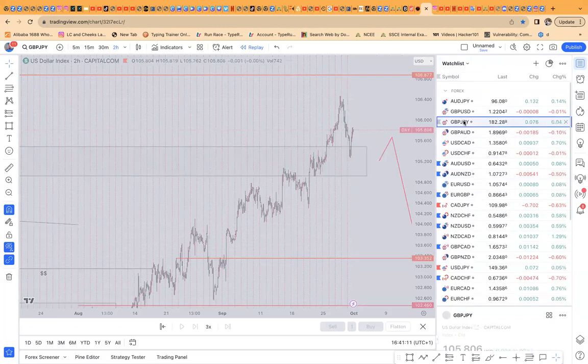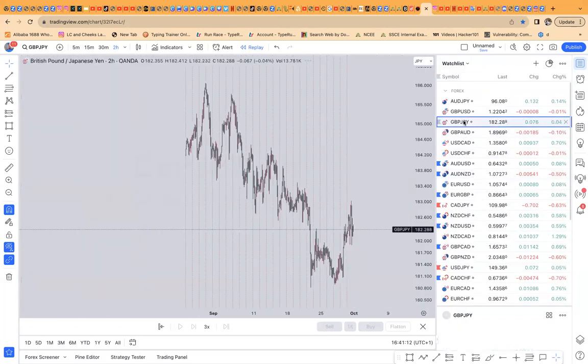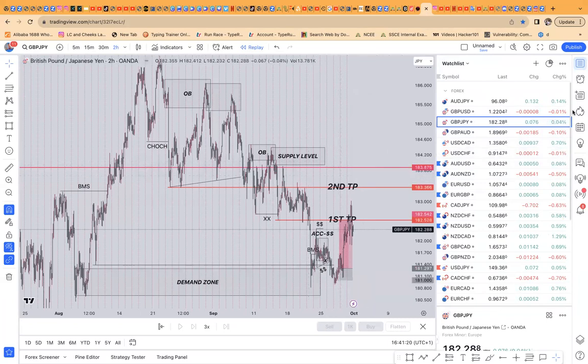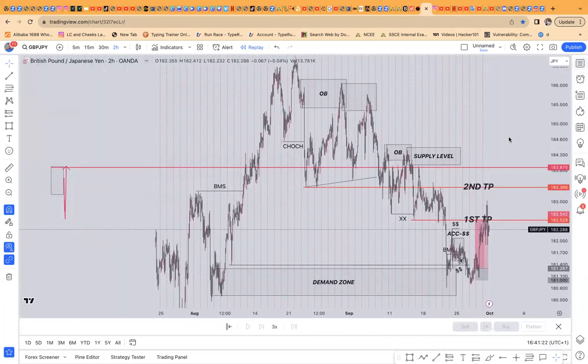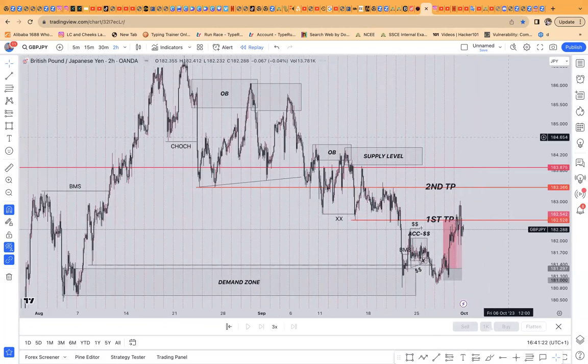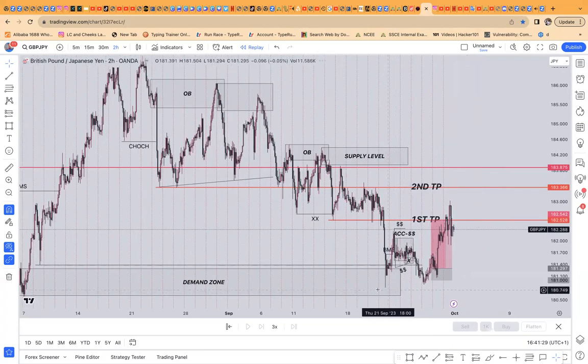And for my GBP JPY, all right, I took a loss on this pair, but I had to monitor this trade more because I want to know why I took my losses. And remember, I told you that price isn't supposed to take out this demand zone before going up. And price didn't take that demand zone.